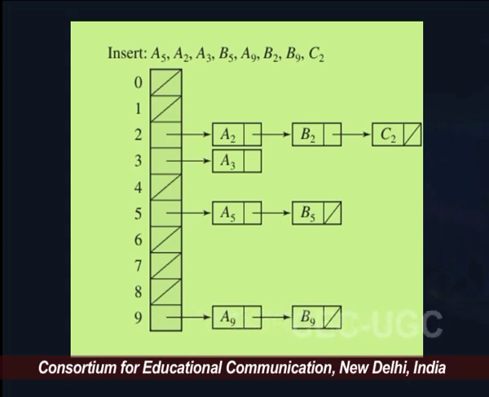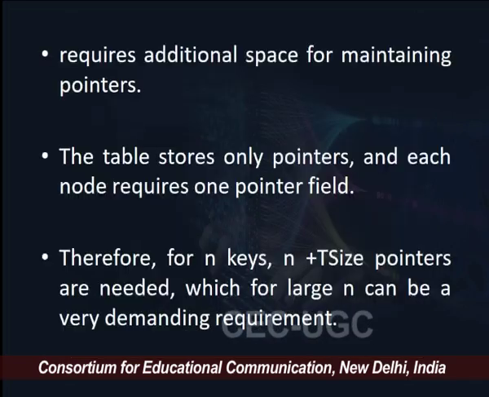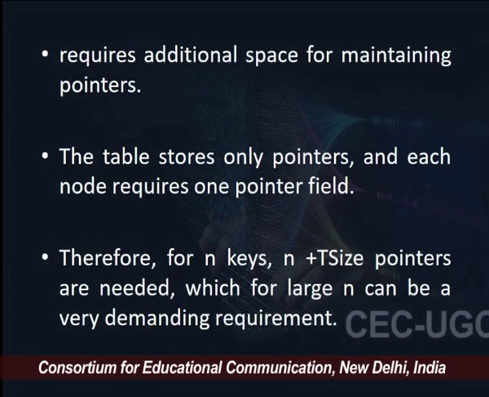So, performance can be improved by either maintaining an ordered list or by using a self organizing linked list. These are the two ways in which we can improve the performance in case of a large linked list associated with a particular slot. Moving further, if we look into this chaining method, what is the first disadvantage which comes up in the mind? It requires additional space for maintaining these pointers, and moreover your table is storing only pointers and each node requires one pointer field.